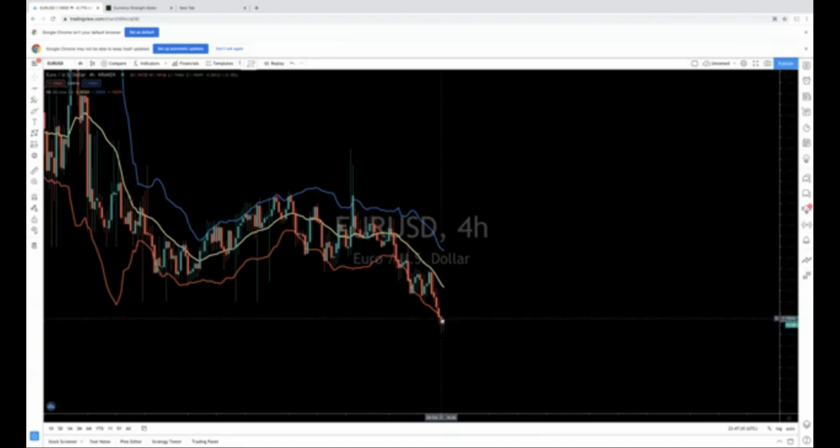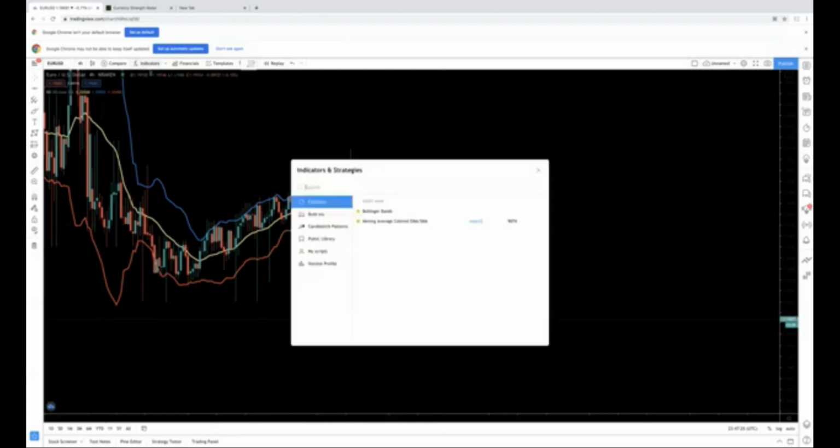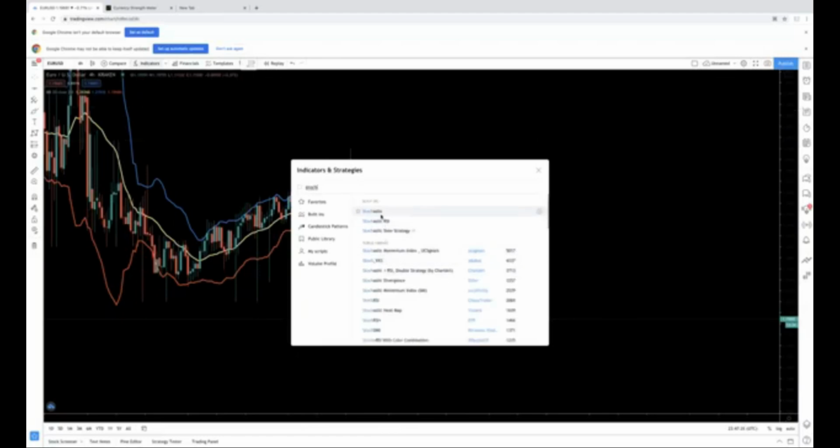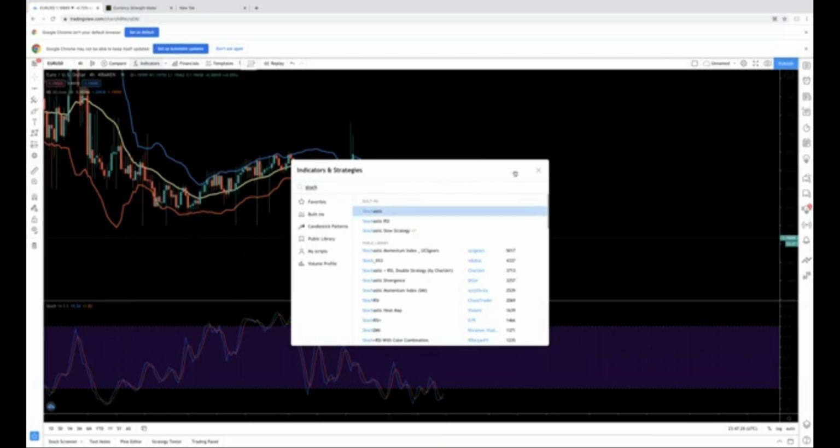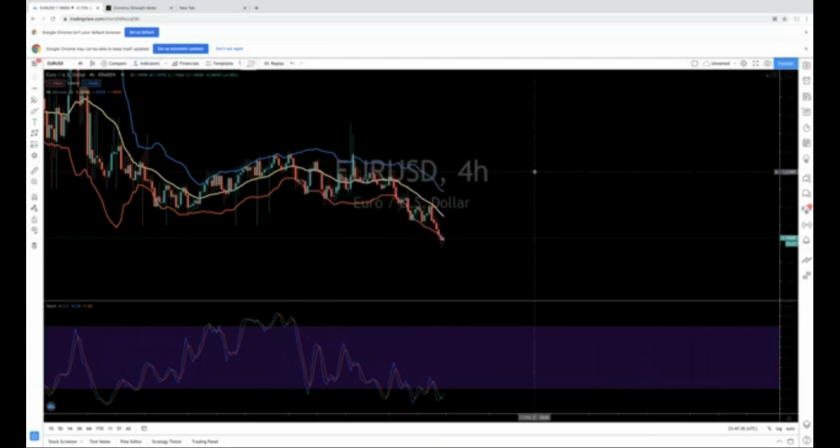That's what we're looking for. We're going to use another confluence and we're going to add our stochastic just for the last little bit that we need to say, yes, we should get in this trade. And once we get this, we should be good to roll. Okay, guys? So here we have the stochastic, and this is exactly what we are looking for, guys.